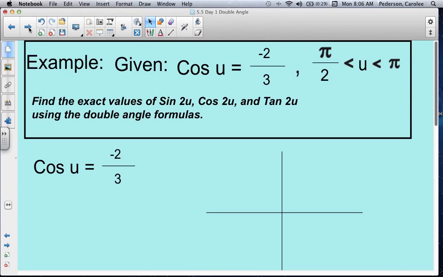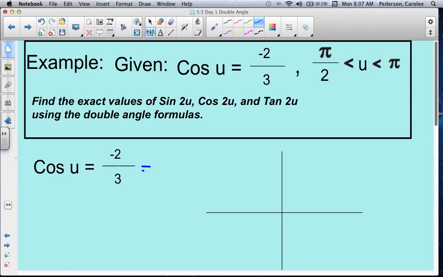Here's our last problem. We give you that the cosine of u equals negative 2/3. So now we're going away from the unit circle, and we want the angle to fall in the second quadrant. The angle is going to be between pi over 2 and pi. And we want to find the exact value of the sine of 2u, the cosine of 2u, and the tangent of 2u. So let's go ahead and draw a picture of what we're given.